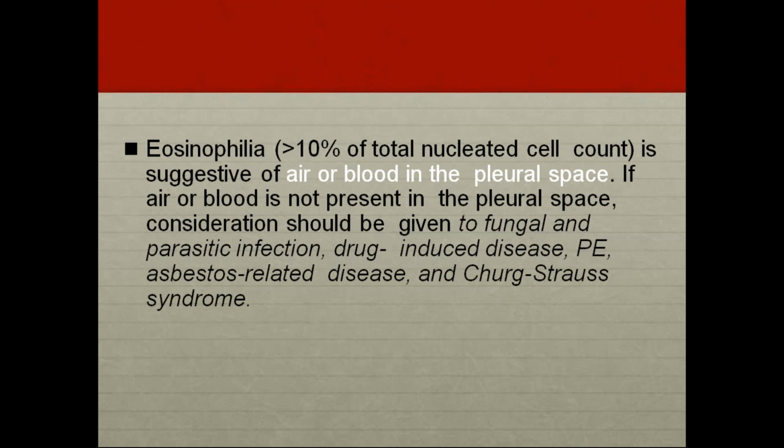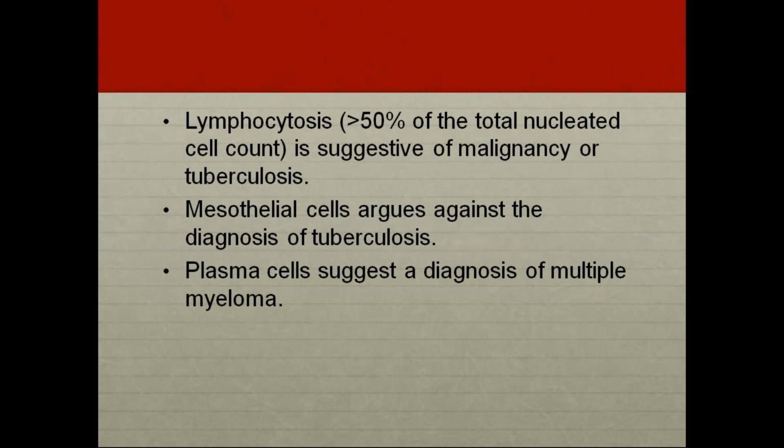Eosinophilia is suggestive of air or blood in the pleural space. If air or blood is not present in the pleural space, consideration should be given to fungal and parasitic infection, drug-induced disease, pulmonary embolism.